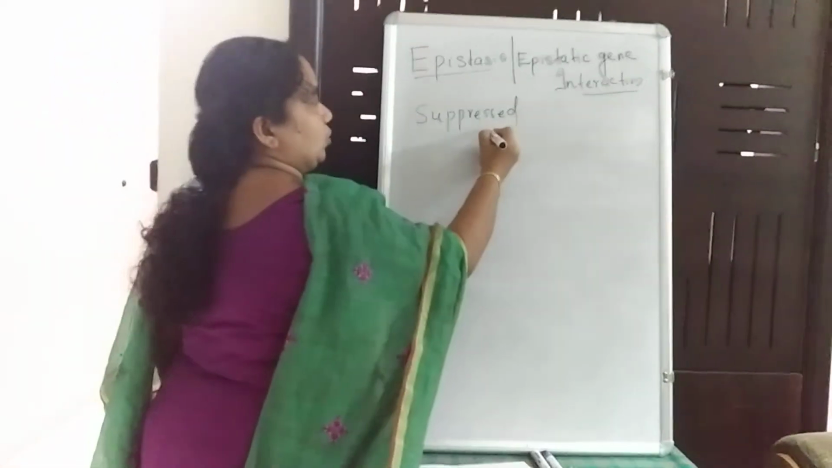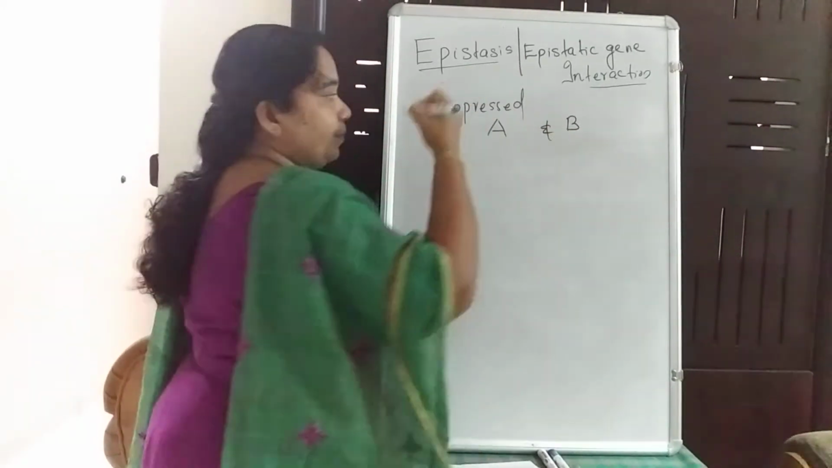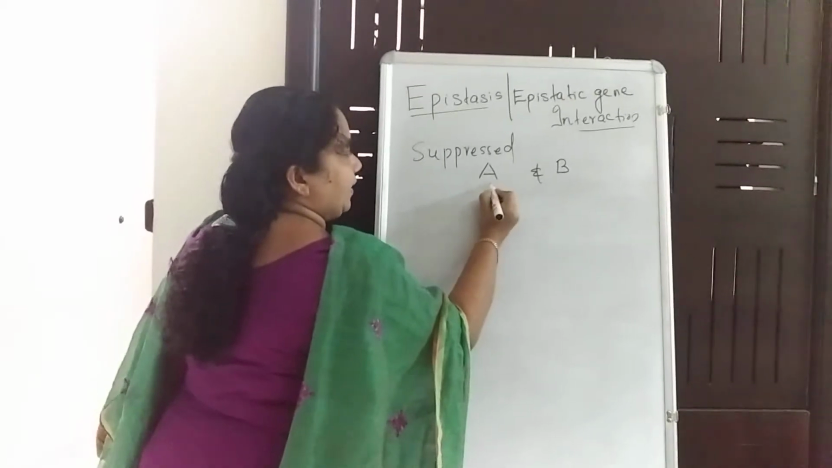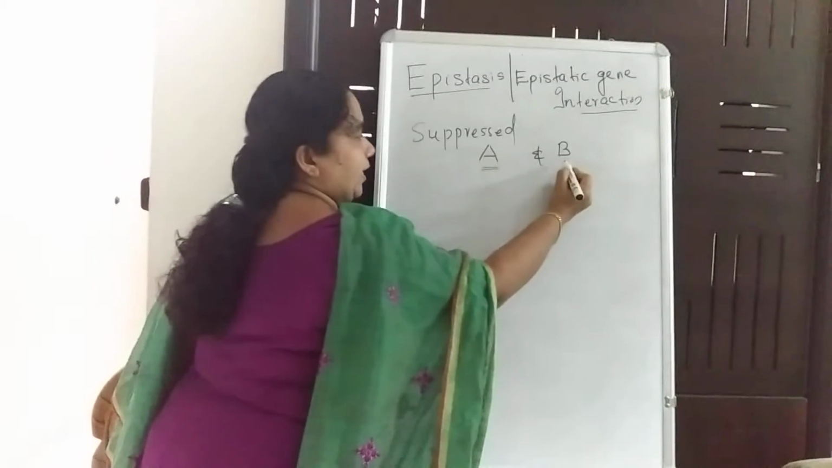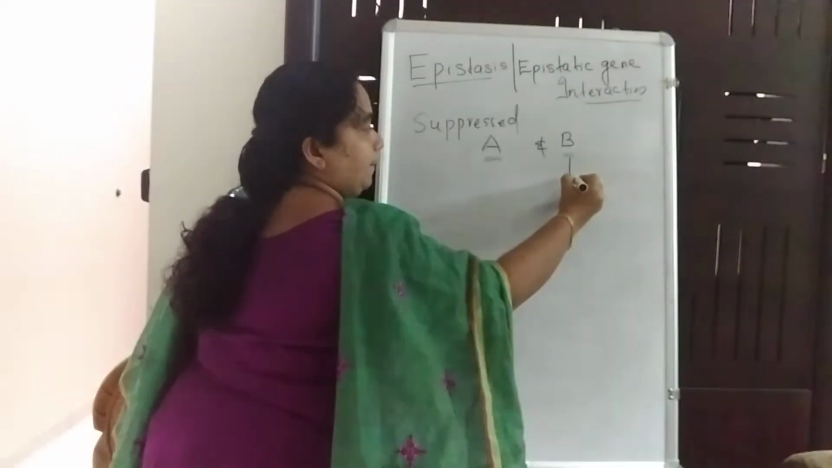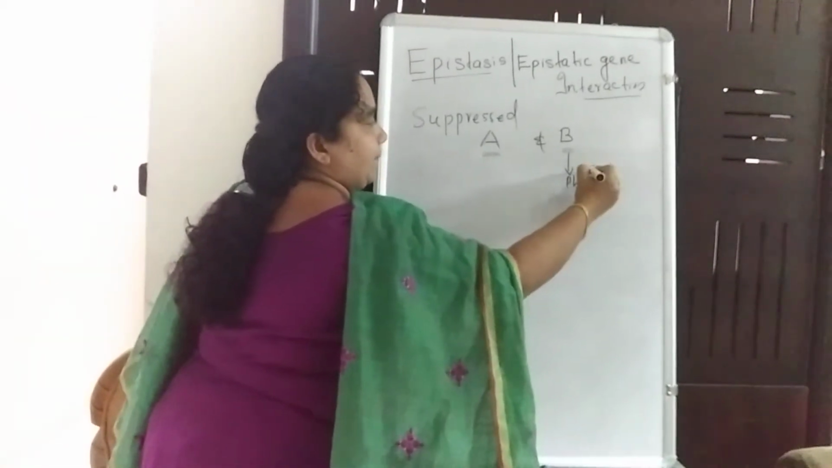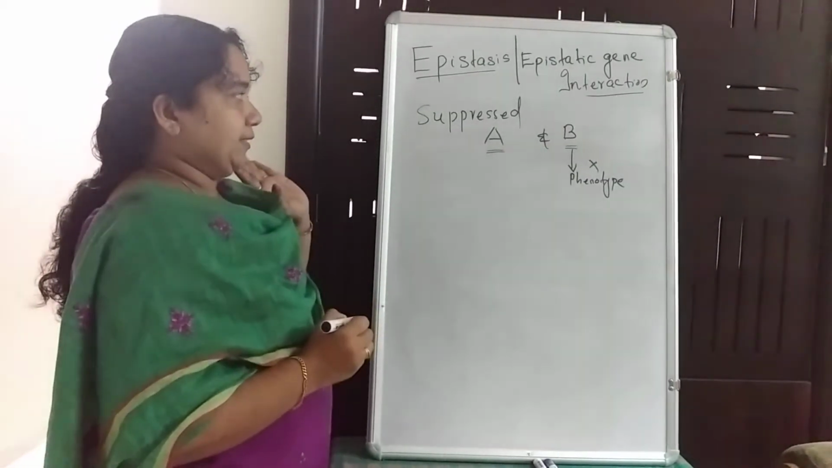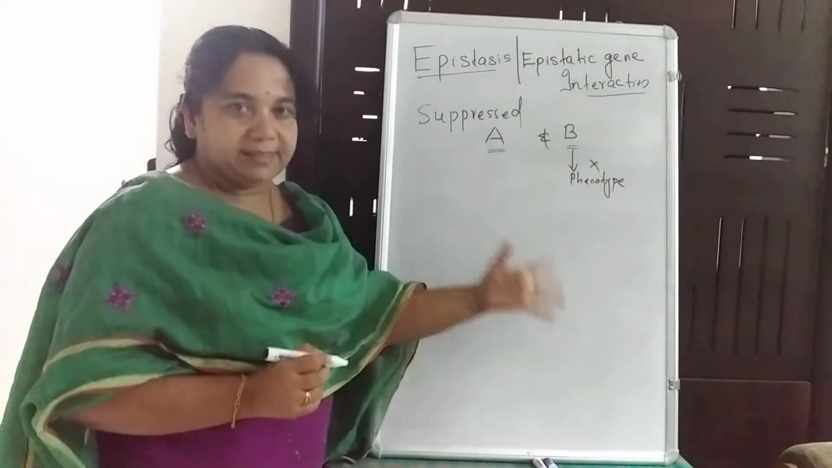So, if there are two genes, capital A and capital B, which are two non-allelic genes, and if capital A is present, then even though capital B is present, the phenotype of capital B cannot be expressed. That is epistasis. Here, one gene can suppress the effect of another gene.